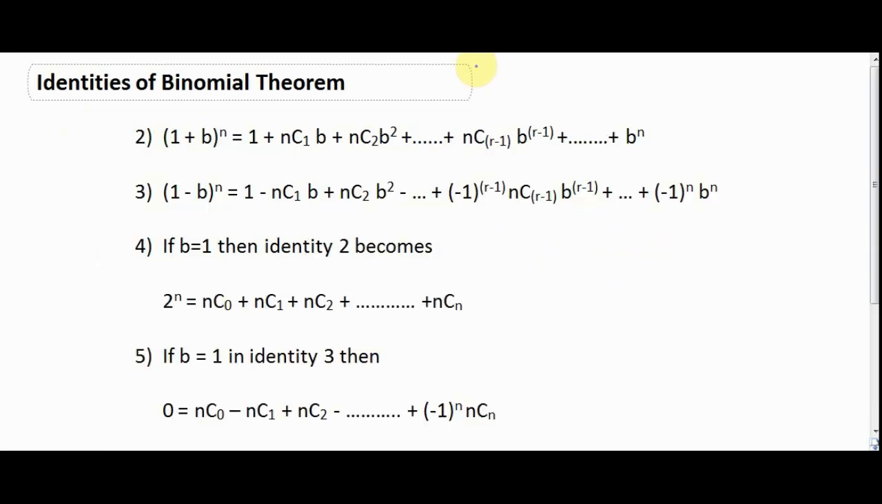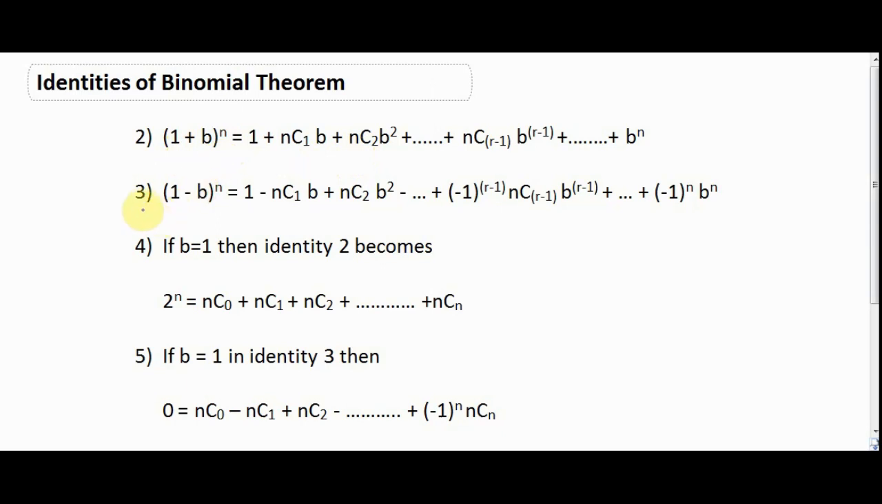Okay. Now the second identity says (1 plus b) whole raised to n is equal to 1 plus nC1 into b plus nC2 into b square plus etc. plus nCr minus 1 b raised to r minus 1 plus etc. plus b raised to n. So this identity is derived by replacing a with 1 in the expansion (a plus b) whole raised to n.